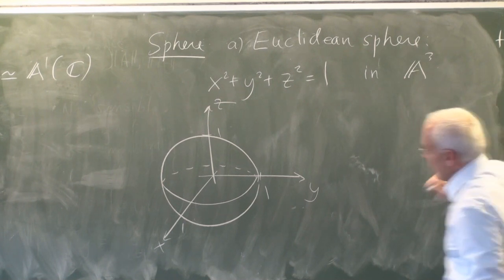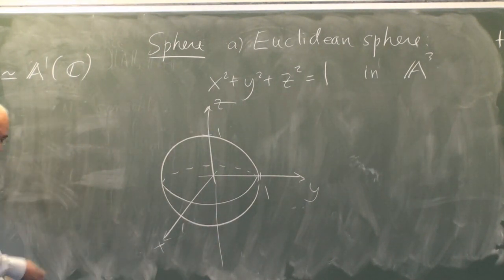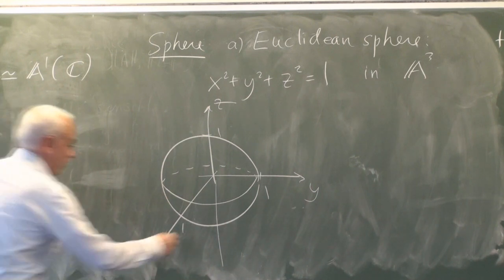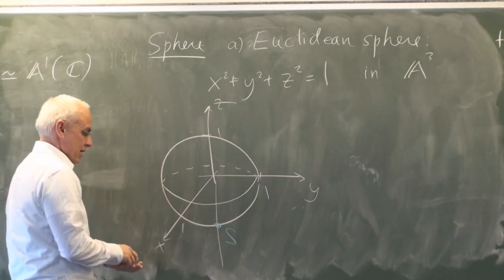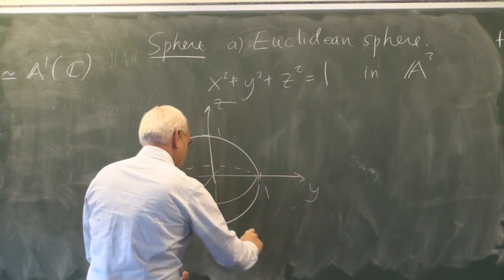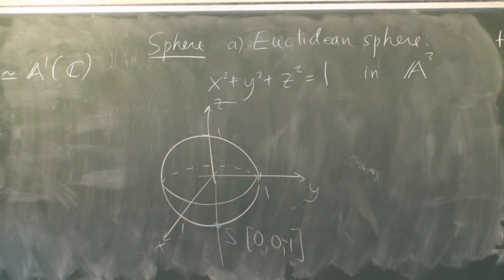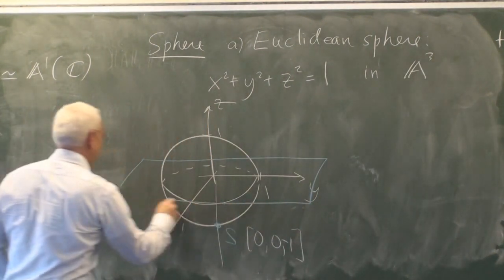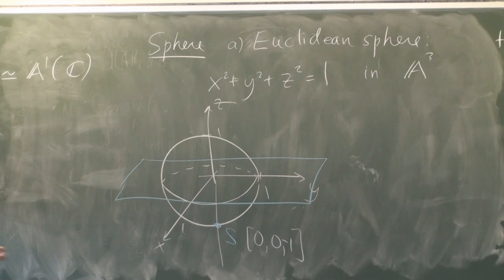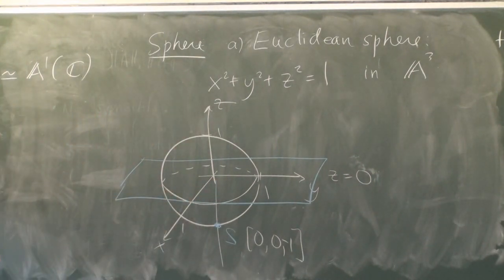So to parameterize it, we're going to extend that there. We're going to look at the south pole. Let's use blue. So there's the south pole. Let's call it S, and it's got coordinates 0, 0, minus 1, down there. The other thing we need is the equatorial plane. That's the plane where z equals 0, with the usual x, y coordinates.